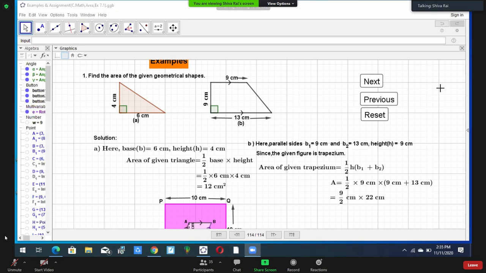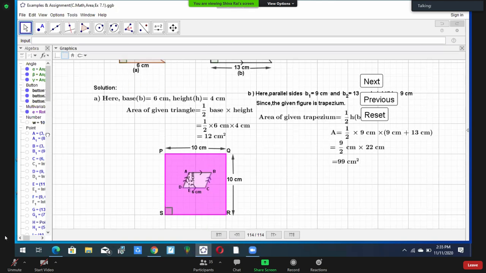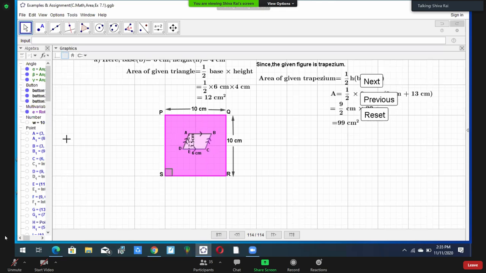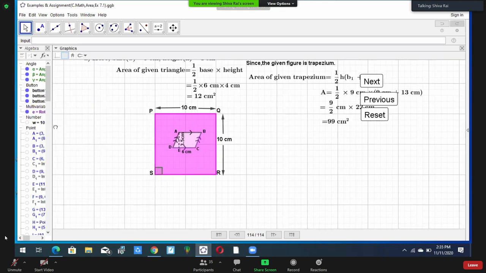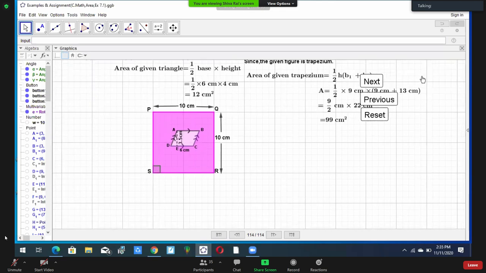Okay. So you look here, 99 centimeter square. So area of given trapezium equal to 99 centimeter square. Now let's see next one. Another one, 2 number. Okay, 2 number. Let's see here.